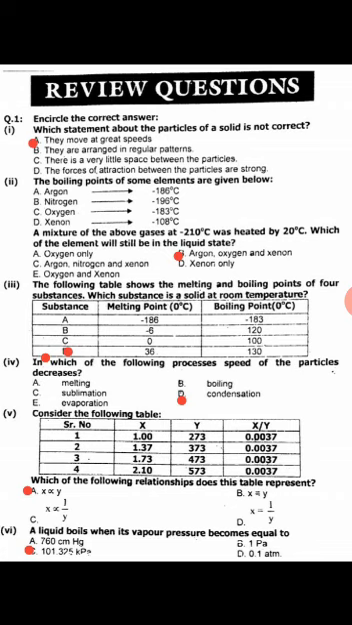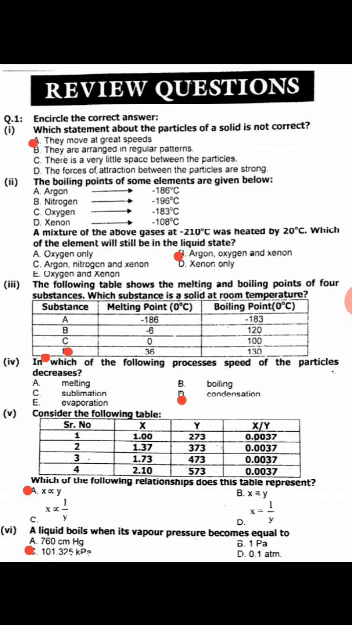So option number 1 is, they move at great speeds. As we know that solids move in fixed positions, and we can say that their motion is vibratory motion. So the first option is the correct option, because solids vibrate about their mean position. They never move at great speeds.